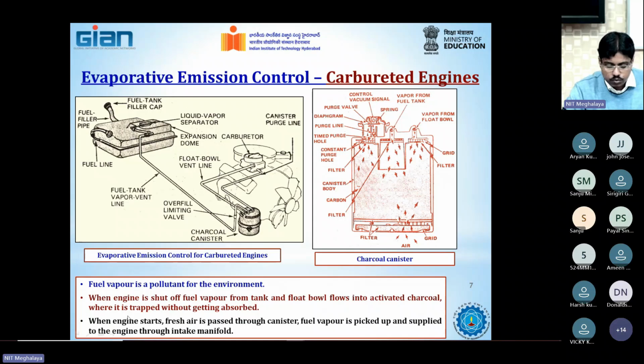Now let us move to evaporative emission control. Now, what is evaporative emission control? You see, fuel is basically a volatile substance. So fuel always has a tendency to get evaporated.